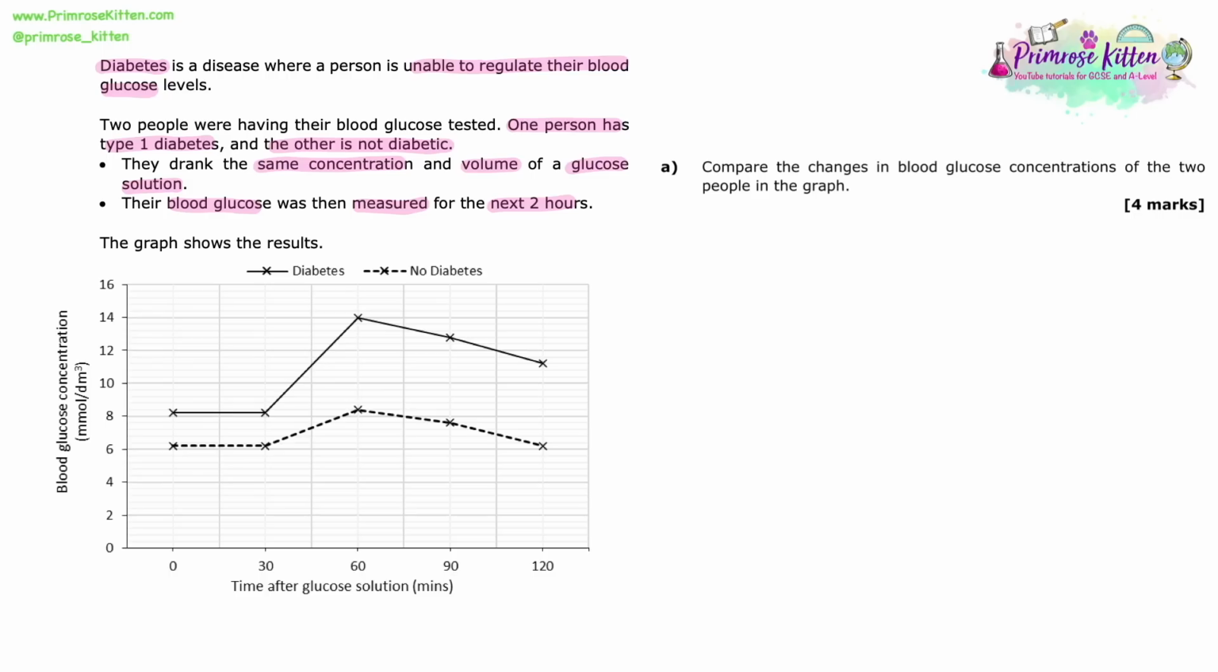Okay, so we've got a graph with the diabetic person, the non-diabetic person, and the changes in blood glucose concentration over 120 minutes. And it wants us to compare the changes in blood glucose concentration of the two people in the graph. So to compare, we need to compare the similarities and the differences. That means we need to give some similarities and give some differences. And it's asking about the changes in the blood glucose concentration. So how did it change over time, and what's different about those patterns, or what's the same?